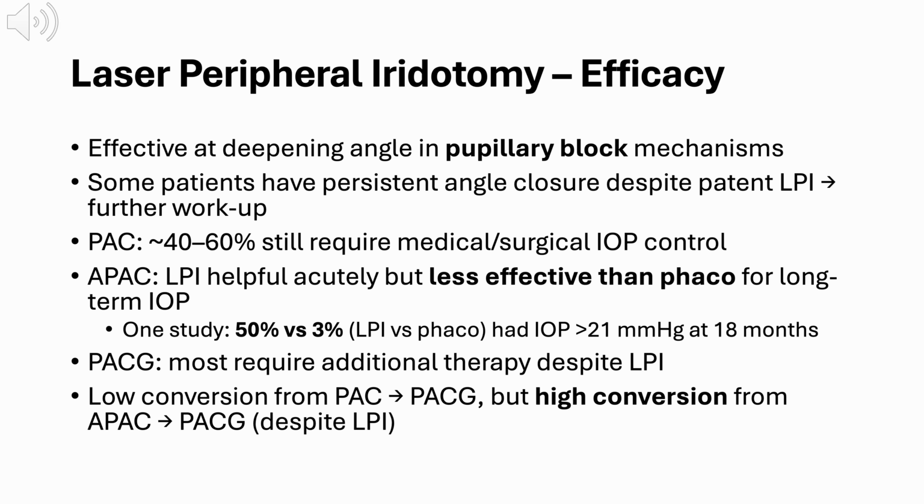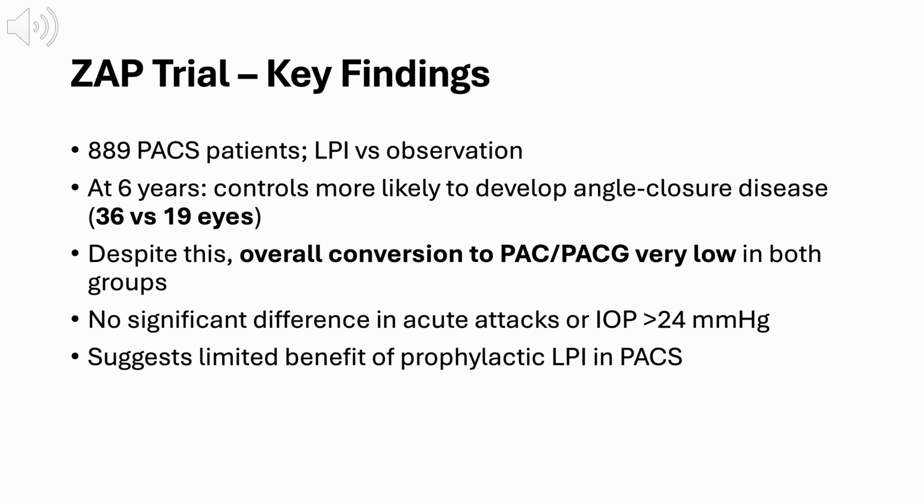About 50% of patients treated with an iridotomy versus 3% after phaco still had elevated pressures at 18 months. And once chronic angle closure glaucoma is established, most patients require additional therapy. Progression risk also differs. Conversion from primary angle closure to chronic disease is relatively low, but those who present with acute attacks convert at a much higher rate, even with a patent iridotomy.